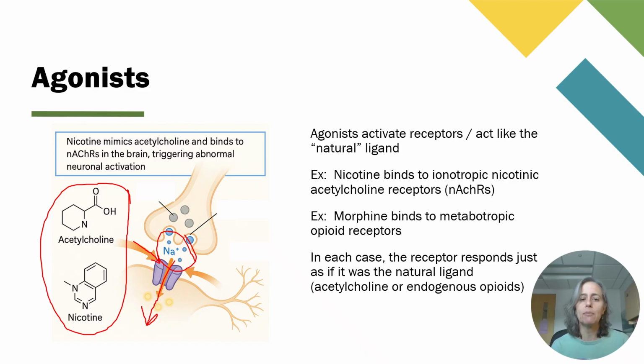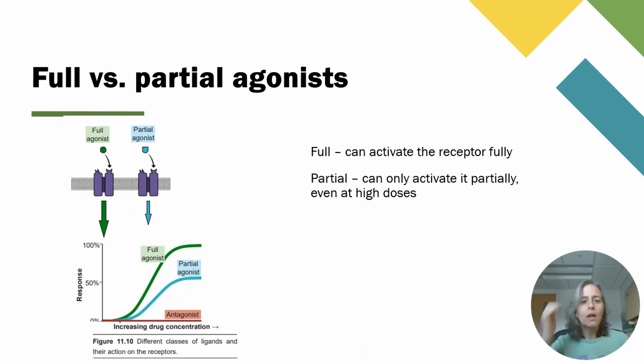It is activating the receptor the way the normal thing that binds would. Some agonists are what we would call full agonists, meaning they can do the whole thing. They can activate it just as fully as we would expect, and some are partial. So obviously they can only activate it partially, even if we give higher and higher doses. So that's what we're seeing here in the diagram.